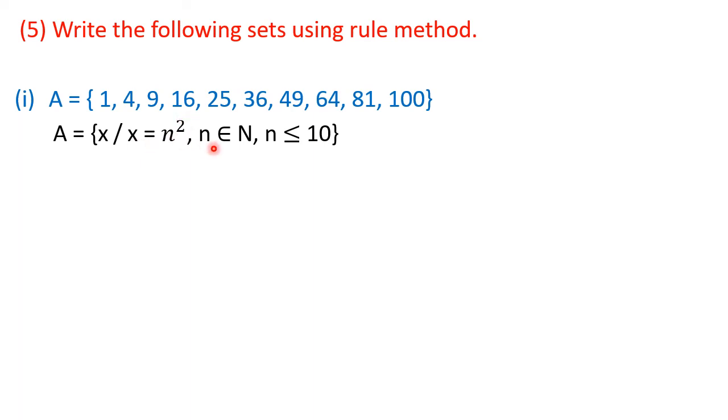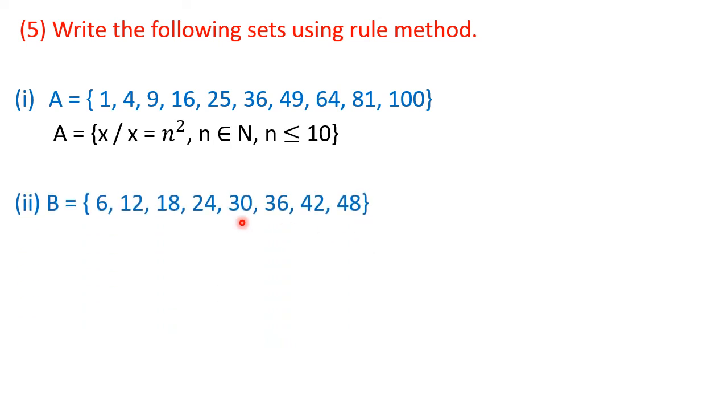Then the next thing is what? N belongs to natural number. And the last thing is what? N is less than or equal to 10. Here you can write down n is less than 11 also. If you don't want to use this symbol, if you want to use simply less than, then you can write down 11 here. You cannot write 10 but less than or equal to 10. Okay. So this is how we are going to write it by using rule method.